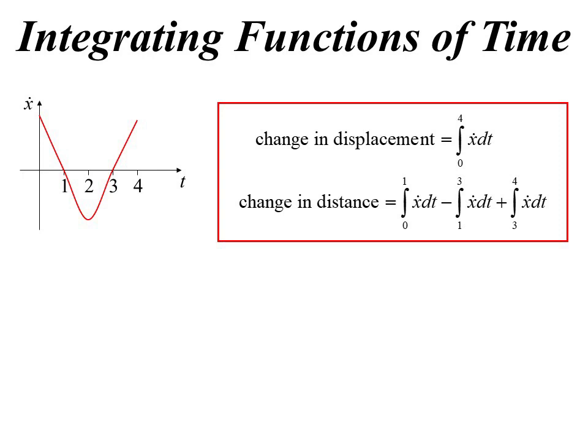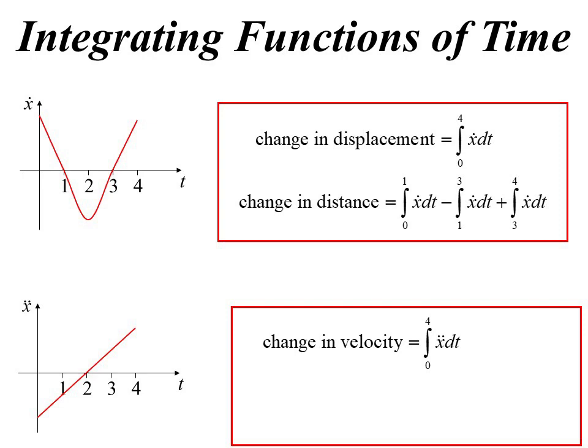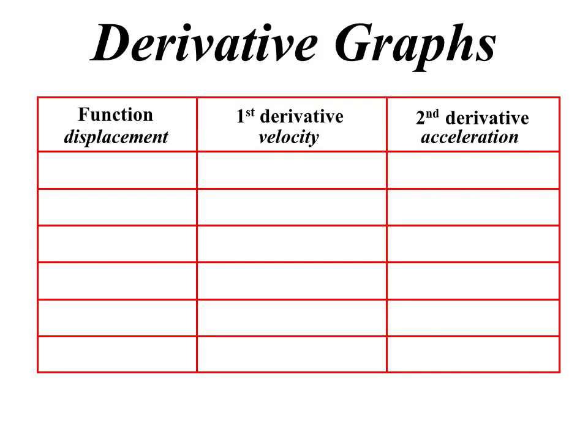So from 0 to 1 it's positive, I'll add that. From 1 to 3 it's negative, so I'll subtract that. And from 3 to 4 it's positive, so I'll add that. So similar thing with the acceleration time graph then. If I wanted the change in velocity, I could do the straight integral, that's not a problem. But if it was changing speed, I'd have to break it up into its areas, work out what's below and what's above.